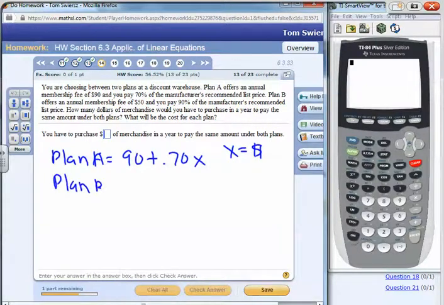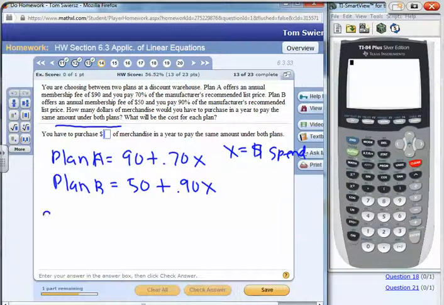Plan B, on the other hand, is what? Annual membership is $50, but now you pay 90% of the list price, so 90% of x, right? How many dollars of merchandise would you have to purchase in a year to meet the same amount for both plans? So when will Plan A be Plan B? And again, x is really the amount of money you spend, right? That's what we're trying to find, the variable.